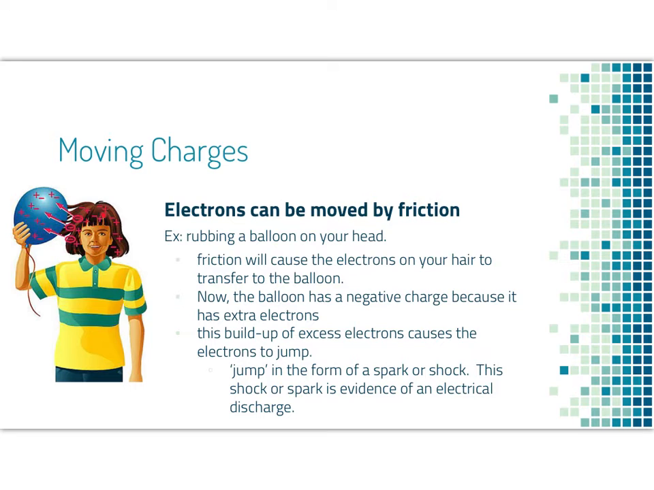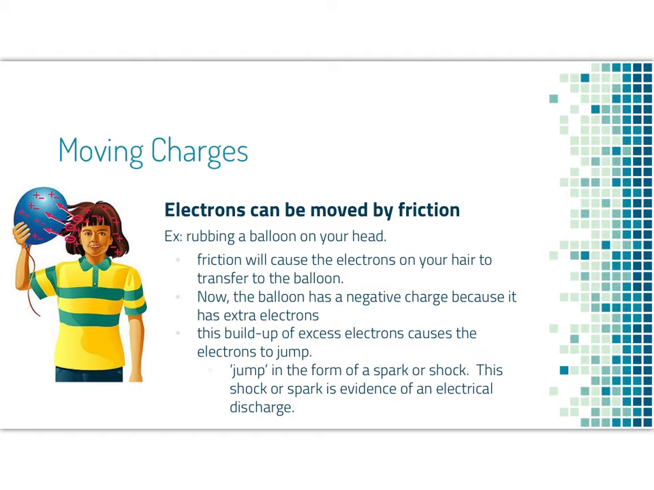So we started with perfectly neutral hair. Okay, same number of positives and negatives. When we rub the balloon on our head, negatives move to the balloon. Now this balloon has a negative charge because it has extra electrons from the hair.